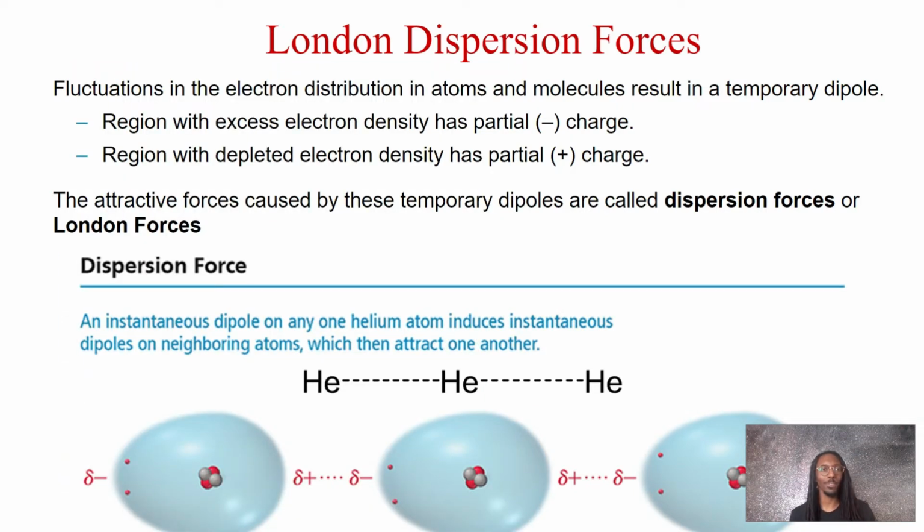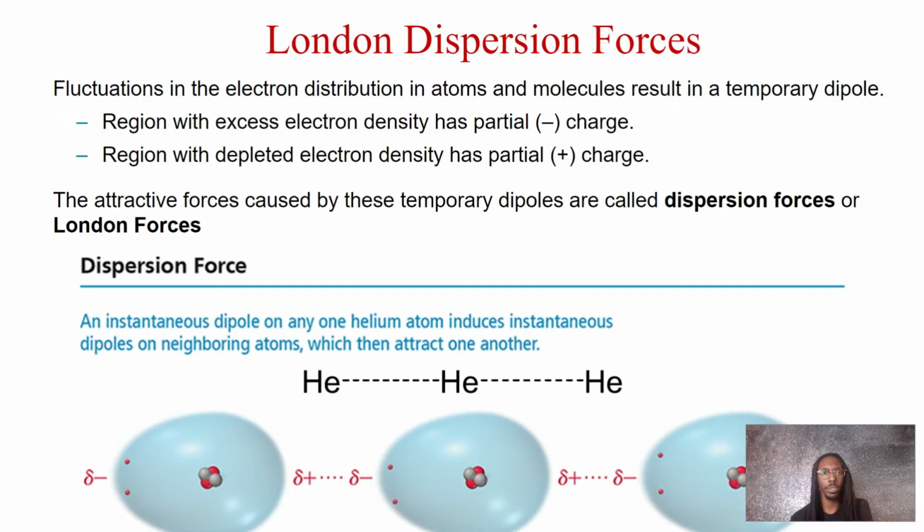All right, okay. So what are these forces? This is basically where we're going to have our electrons. So we're really looking at our electrons and how they're distributed in our orbitals or electron cloud area. Depending on how they are, we can see a temporary dipole.